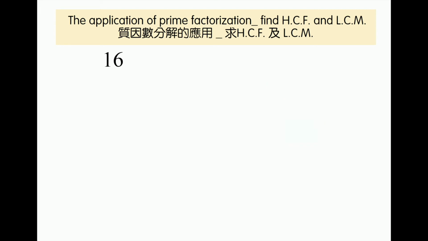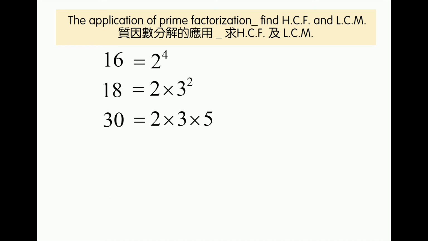Let's try another example. 16 can be taken apart into 4 times 4. But 4 is not a prime number. Therefore, we need to split it into 2 times 2 times 2 times 2. In this long equation, we can simplify it into 2 to the power of 4. We can split 18 into 2 times 3 times 3. In the same way, we can simplify it using index notation and write it as 2 times 3 to the power of 2. Let's try another number. 30 can be split into 2 times 3 times 5.